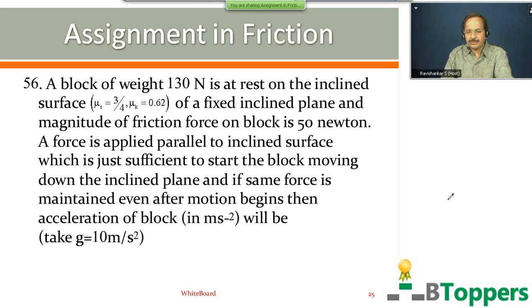So this problem, see here, question number 56. A block of weight 130 newton is at rest on the inclined surface of a fixed inclined plane, and the magnitude of the friction force on the block is 50 newton. A force is applied parallel to the inclined surface, which is just sufficient to start the block moving down the inclined plane. If the same force is maintained even after the motion begins, then the acceleration of the block in meter per second square will be, take g as 10 meter per second square.